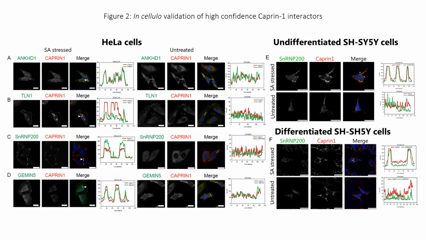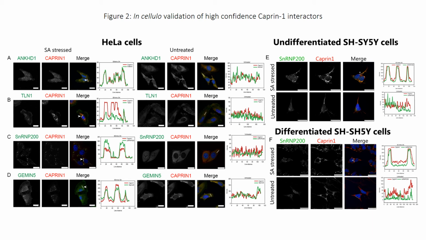Out of the 12 interactors that we validated, 4 of them colocalized with Caprin-1 stress granules in HeLa cells, as shown in figures A through D here on the left. We also tested these 4 interactors in both undifferentiated and differentiated SH-SY5Y neuronal-like cells, and only SNRP200 colocalized with Caprin-1, as shown in figures E and F here.